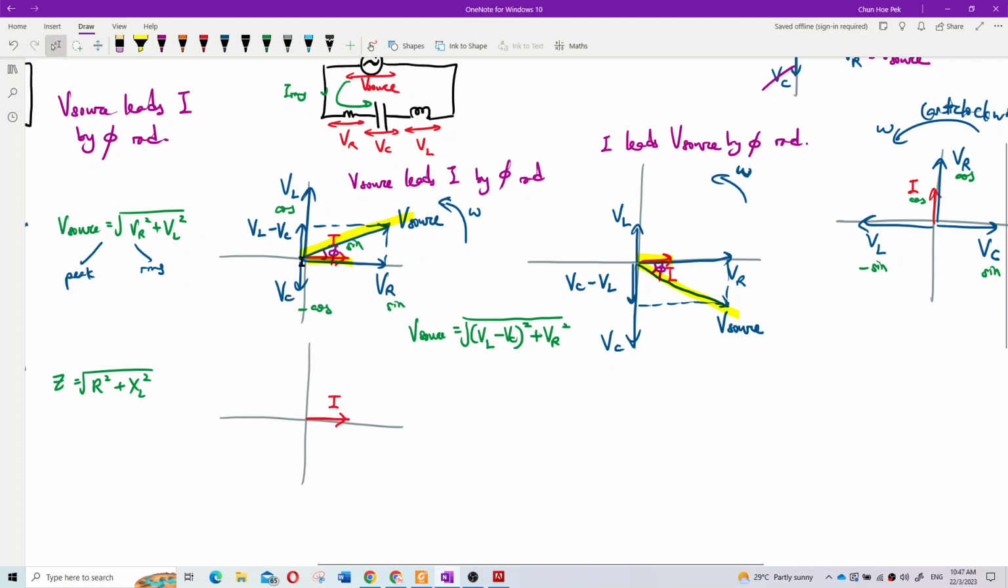Understand? Pythagoras theorem. VR square root. Okay.